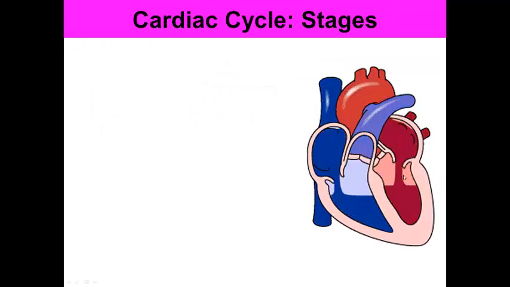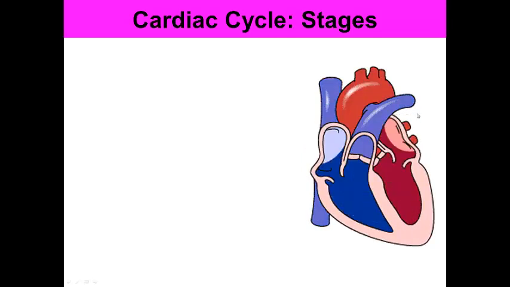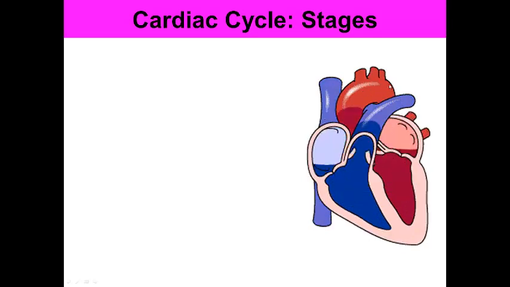So here's a picture of the cardiac cycle. As you can see, first the atria are filling up with blood, either through the pulmonary veins or through the vena cava. That blood then goes down into the ventricles. The ventricles contract, sending blood to the aorta or to the lungs. The right side, the blue side, sends blood to the lungs. The left side, the red side, sends blood to the rest of the body.